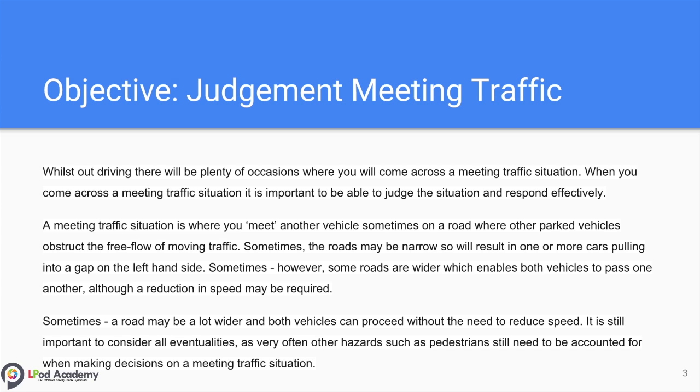Sometimes the roads may be narrow, which will result in one or more cars pulling into a gap on the left-hand side. Sometimes, however, roads are wider, which enables both vehicles to pass one another, although a reduction in speed may be required. Sometimes a road may be a lot wider and both vehicles can proceed without the need to reduce speed. It is still important to consider all eventualities, as very often other hazards such as pedestrians still need to be accounted for when making decisions on a meeting traffic situation.